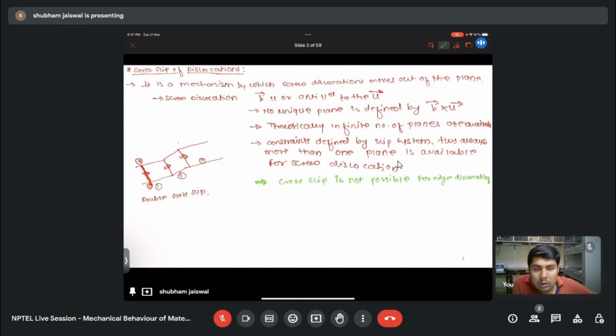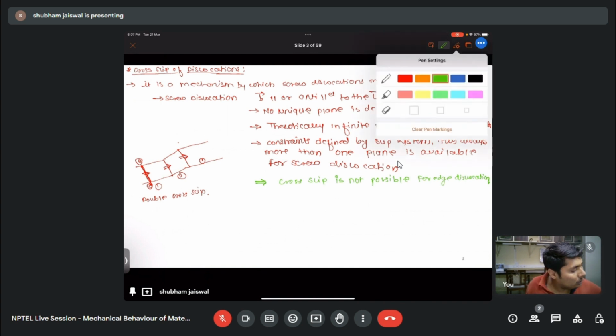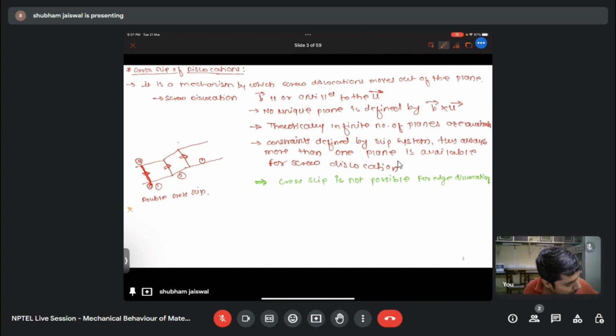After this, we saw how mixed dislocations move out of the plane. A mixed dislocation has the character of both edge and screw dislocations. So how the cross slip takes place in this case is what we have studied.